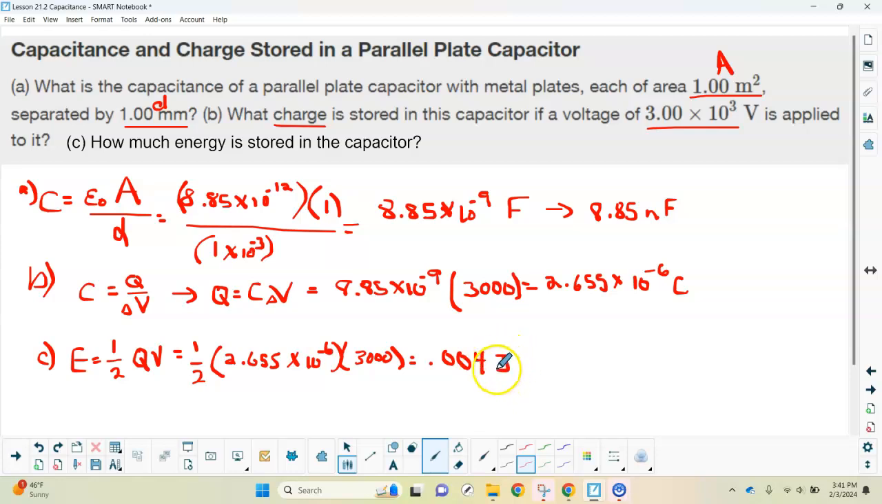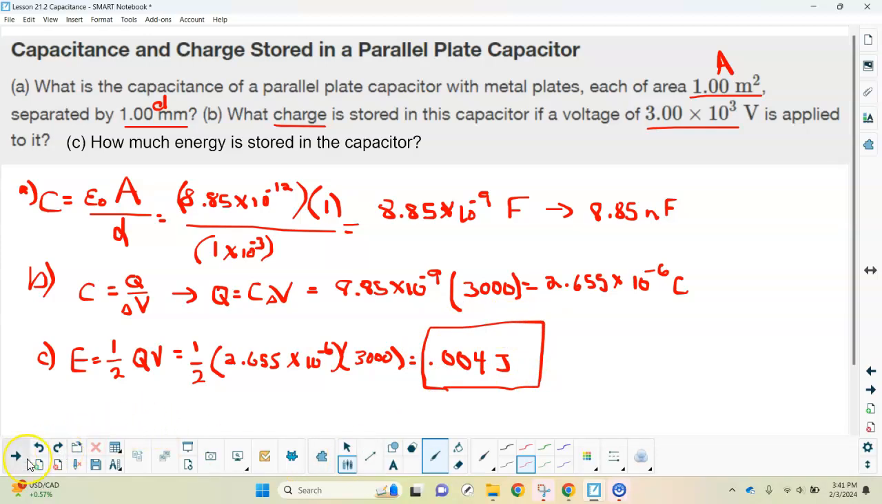joules. So not a large amount of energy on this, probably because the capacitance is a pretty small number in this value. So it's not a very big capacitance, even though you're hooked up to a fairly large voltage. So that's the answer for that last piece there.